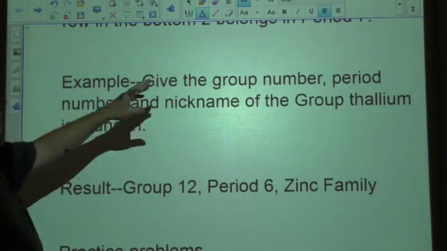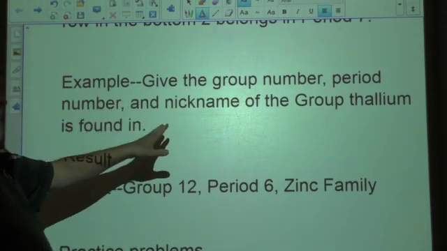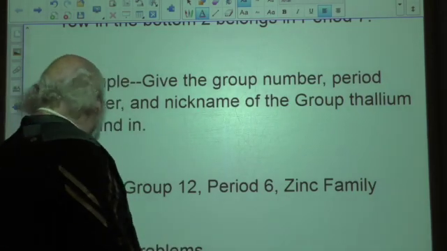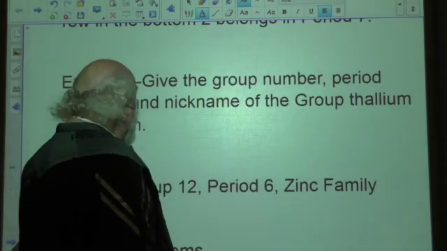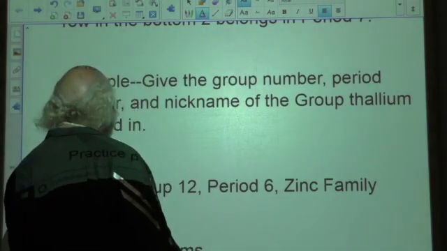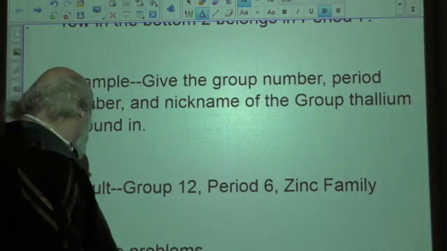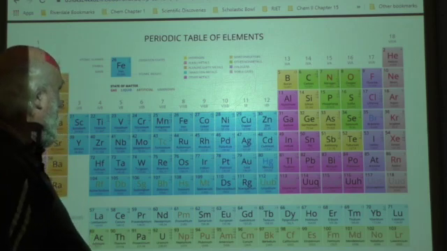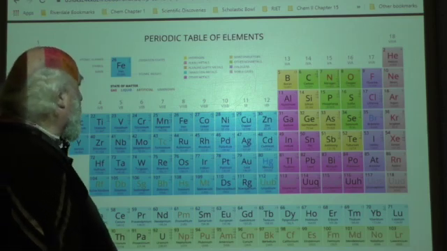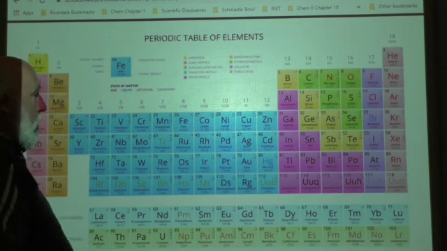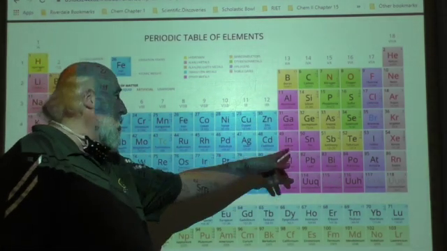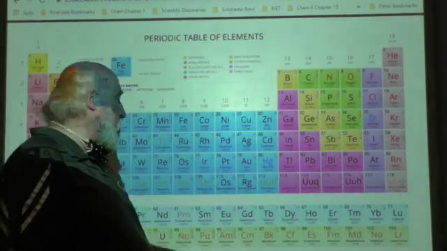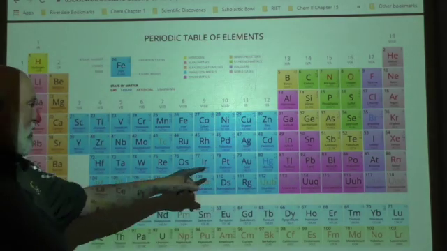Okay, it says give the group number, period number, and nickname of the group value as founded. Now, one thing I have not talked about is, it's funny, thallium. Here, go to the periodic table, and yeah, the answer to that's not right, so we're going to have to fix that. But well, let's get back to this. Here's thallium right here. The group numbers are 13 and 3A. You have to put them both down there. The period number is 6.